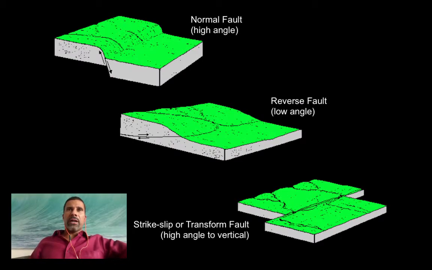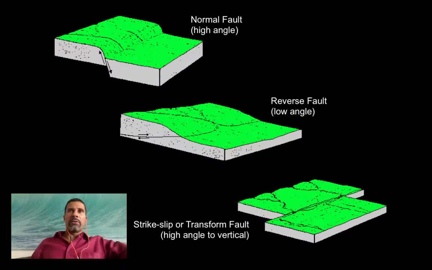So the three different kinds of plate boundaries produce three different kinds of faults. Divergent plate boundaries produce normal faults. These tend to be high angle, tend to be in high heat flow areas, so therefore the brittle-ductile transition tends to be pretty shallow.